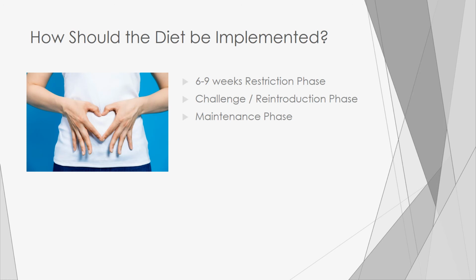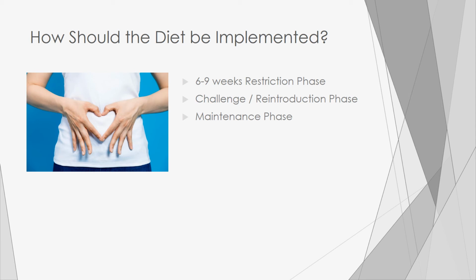Diet implementation should include a referral to a registered dietitian who specializes in GI disorders, as this is the preferred method of implementation. The patients are instructed to follow the diet for 6 to 9 weeks, after which a challenge or reintroduction phase is implemented, and then finally a maintenance phase.